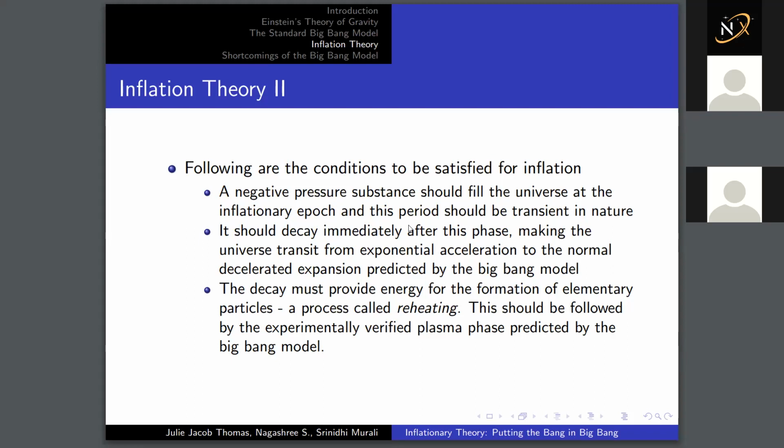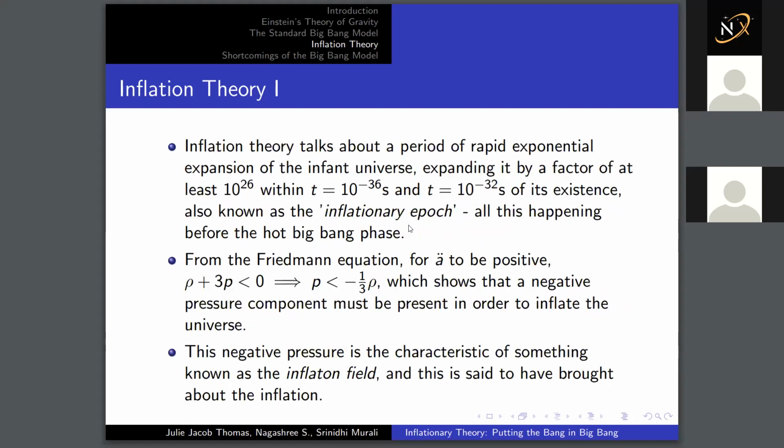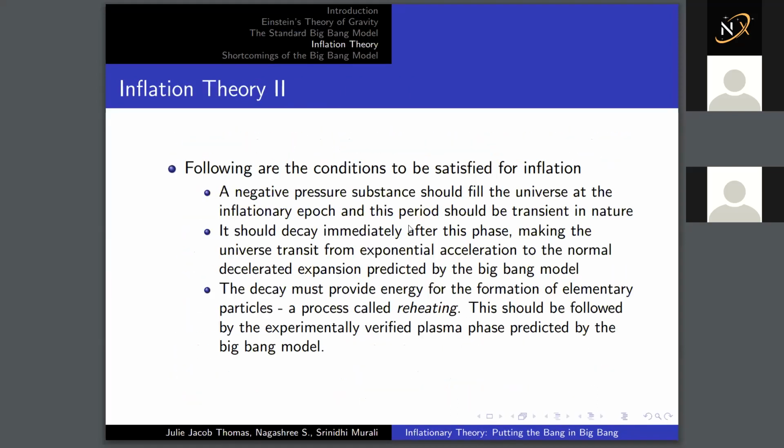Now, once it ends, it has to decay, and the universe has to transit from an exponential expansion of that 10 to the power 26 in that fraction into your normal decelerated expansion that was predicted by the Big Bang theory through this graph. Okay, and then the most important point is that this decay must provide energy for the formation of your standard model particles, your electrons, quarks, and all of your muons and all of your standard model particles. So this process is called the reheating. Now, the Big Bang model talks about elementary particles being present in the hot Big Bang, hot plasma phase. So this formation of the elementary particles should be directly followed by the experimentally verified Big Bang plasma phase.